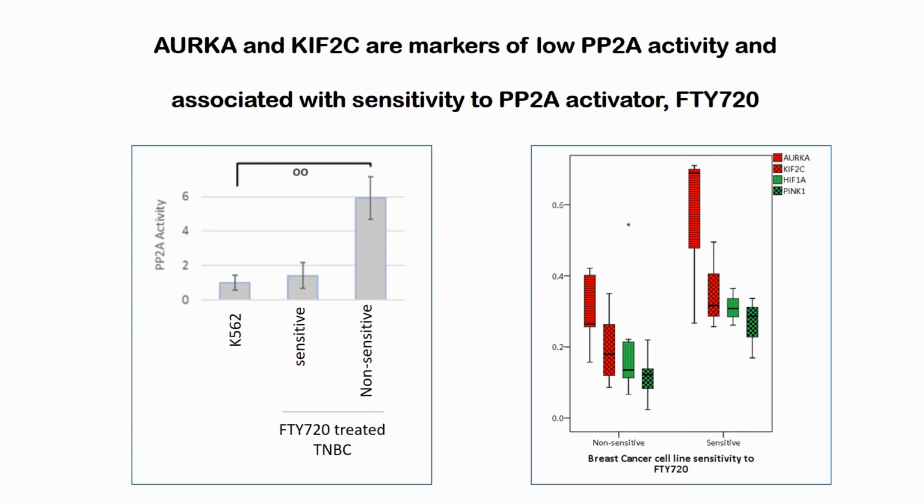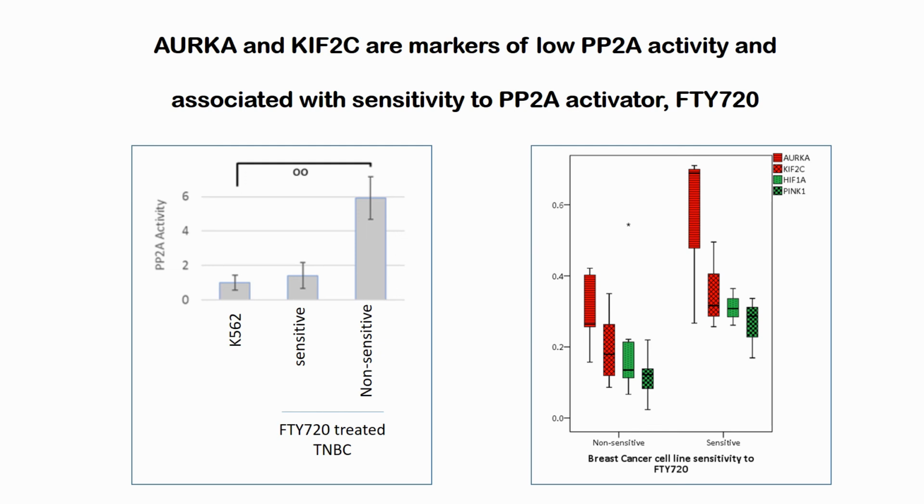Of course, we can do it on cell lines, but not really on patient material, and therefore we wanted to find this marker that discriminates between these activities. Here we just add this as a positive control because we know that K562 have low phosphatase activity.